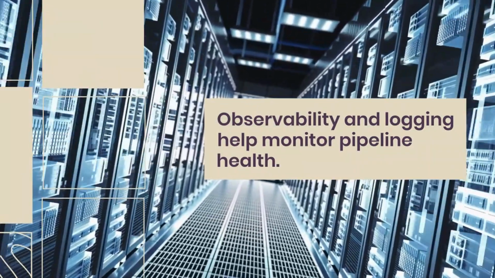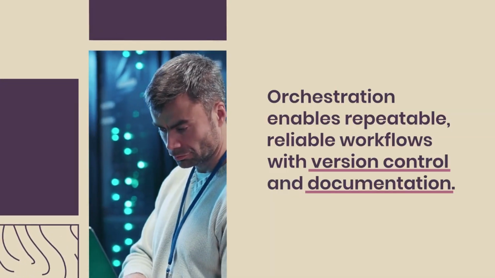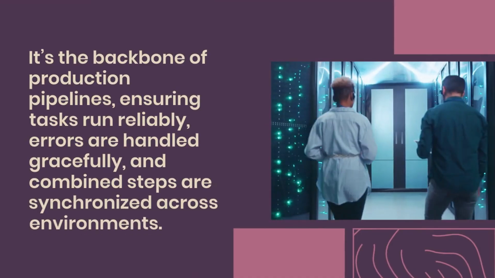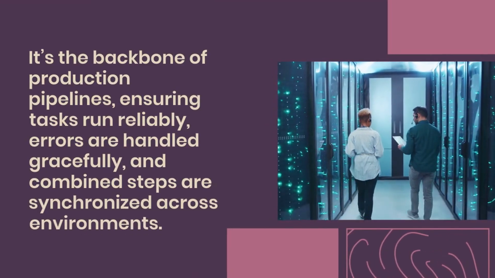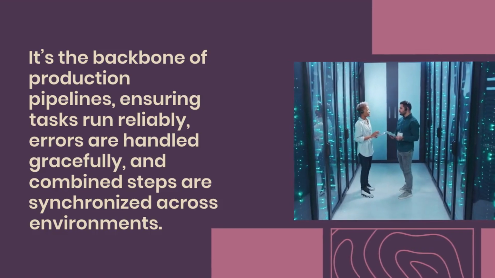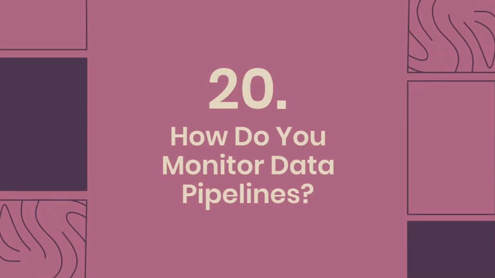Observability and logging help monitor pipeline health. Orchestration enables repeatable, reliable workflows with version control and documentation. It's the backbone of production pipelines, ensuring tasks run reliably, errors are handled gracefully, and combined steps are synchronized across environments. 20. How do you monitor data pipelines?